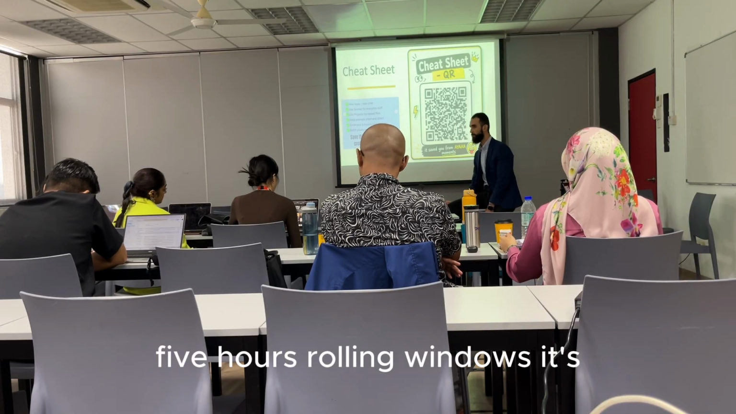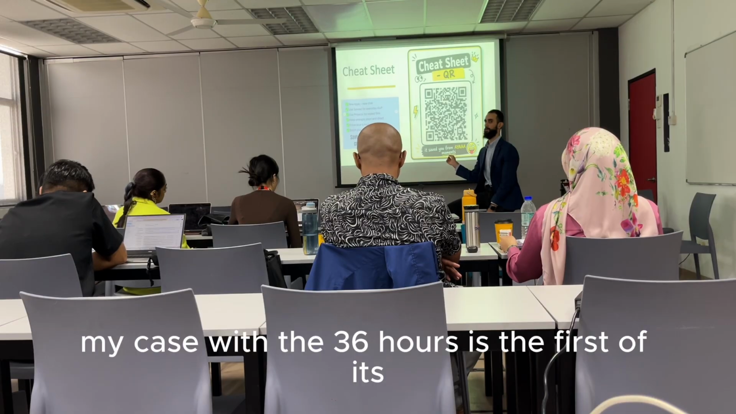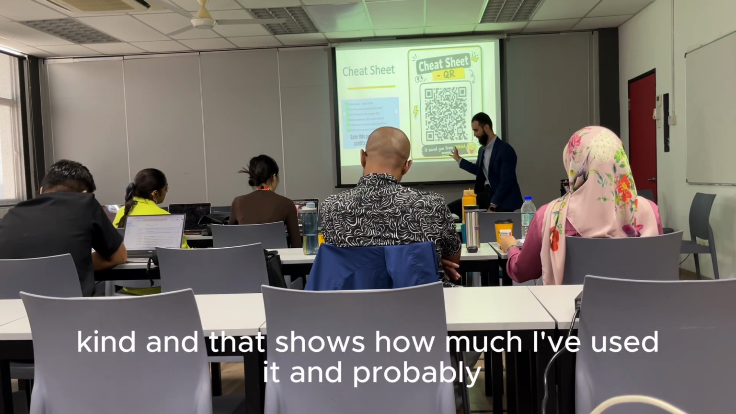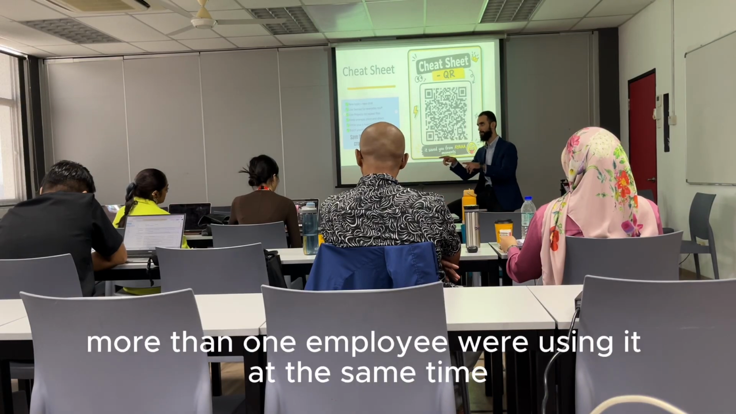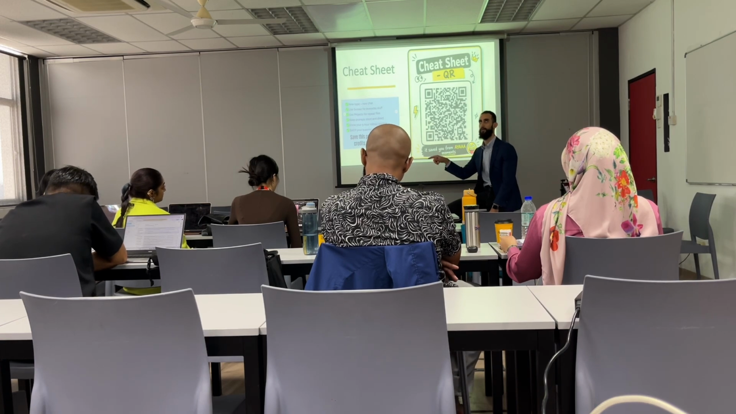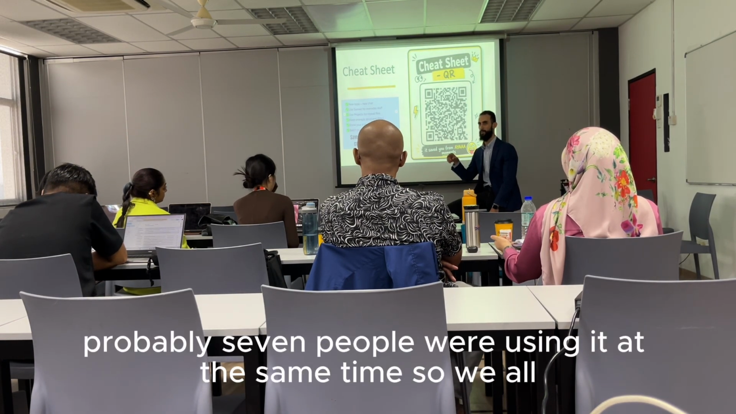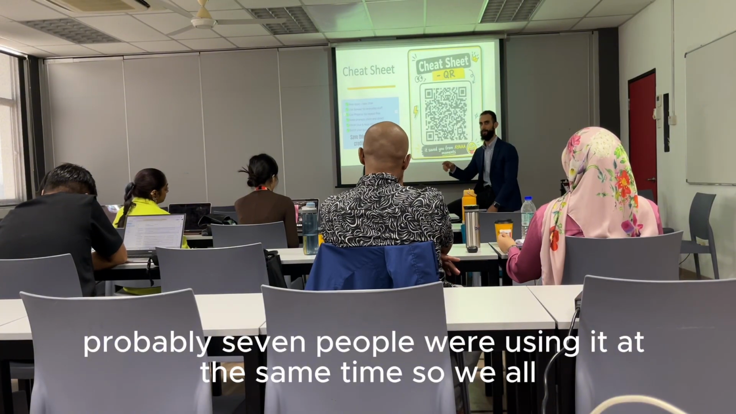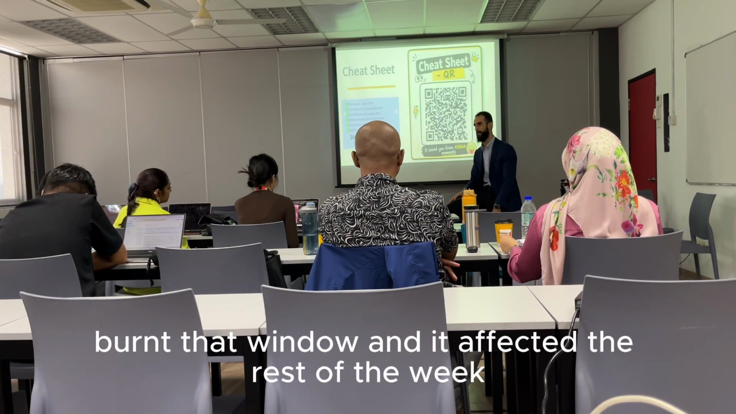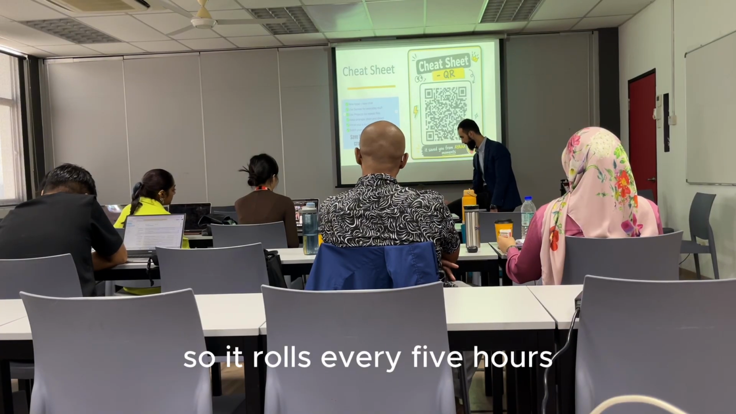5 hours rolling windows is when you run out of tokens. My case with the 36 hours is the first of its kind, and that shows how much I've used it. And probably more than one employee were using it at the same time. So we burned through different 5 hours. 36 divided by 5 hours, I think probably 7 people were using it at the same time. So we all burned that window, and it affected the rest of the week. So it rolls every 5 hours.